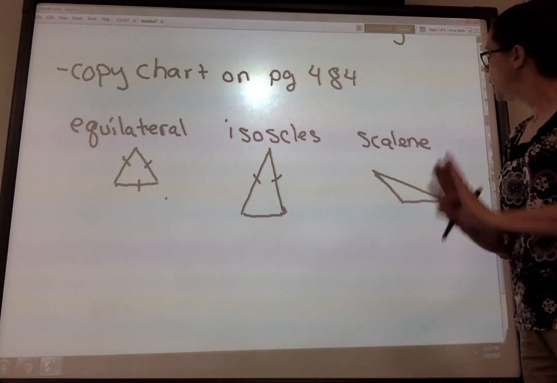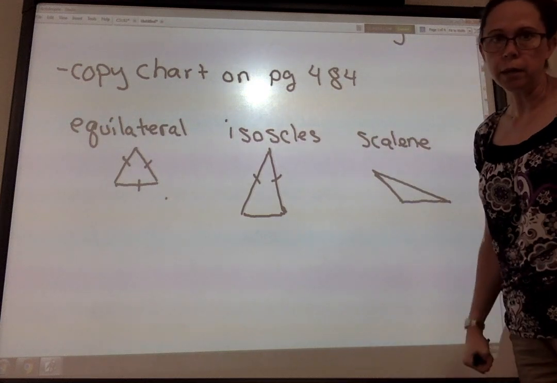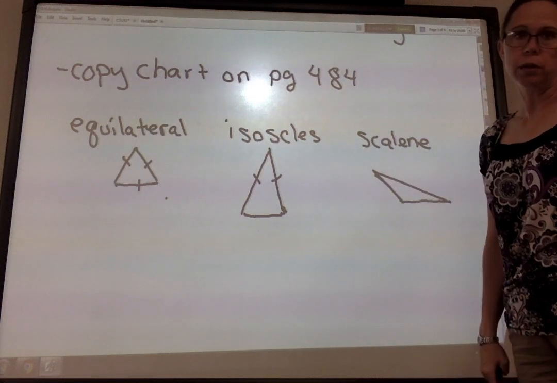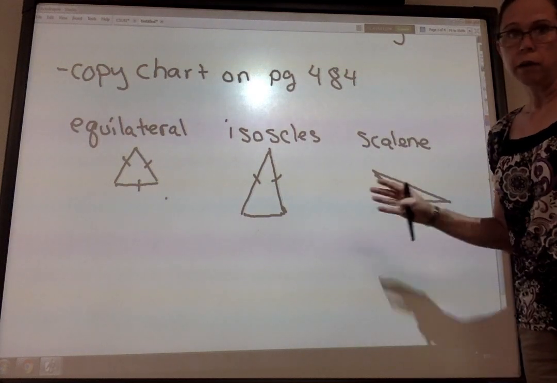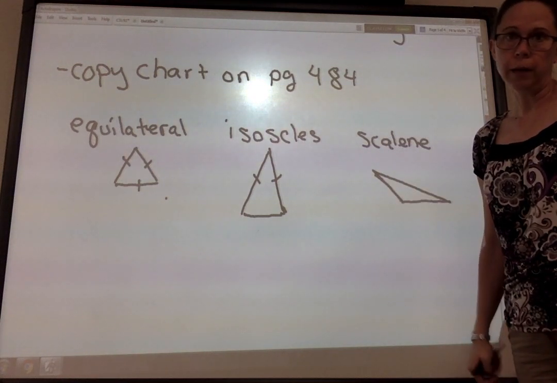The last type of triangle identified by side length is called scalene, okay? Scalene triangles have no sides that are the same measure, no angles that are the same measure. You can see I don't have any tick marks on any of these sides. None of them have the same measure. Okay?